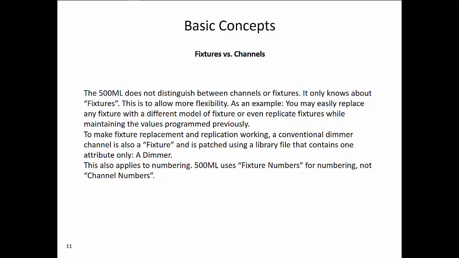This also applies to numbering. The 500ml uses fixture numbers for numbering, not channel numbers. Also, there is only one set of numbers. So channels and fixtures are effectively the same control item.